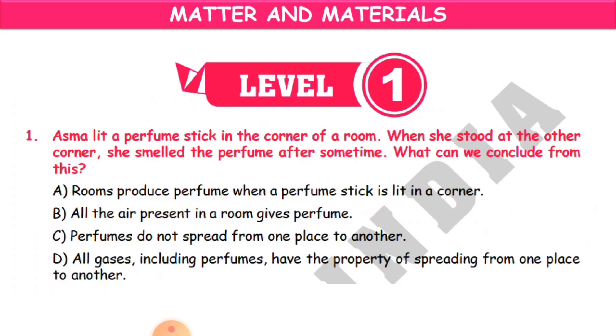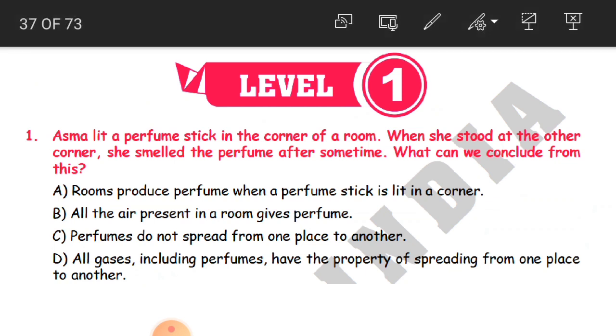The first one: Asma lit a perfume stick in the corner of a room. When she stood at the other corner, she smelled the perfume after some time. What can we conclude from this? Like we just learned about perfume. She lit a perfume stick, like our agarbattis. When you light an agarbatti in the corner of a room, the whole room gets the perfume smell. What can we conclude by this? How do we get this?